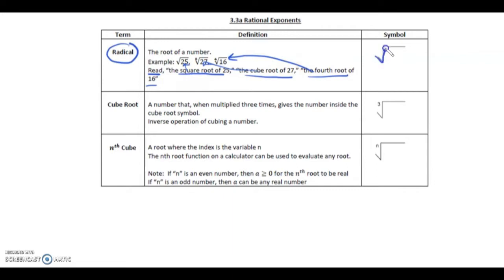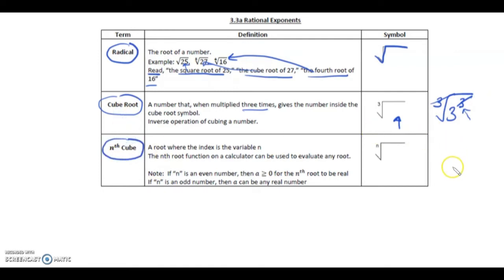Okay, so a radical has this symbol here. Now, specifically a cube root, this is a number that, when multiplied 3 times, gives you whatever number is inside, underneath the cube root symbol. It's the inverse operation of cubing a number. So say, for example, you have 3 cubed, which we saw in the previous lesson. Well, in order to reverse this cubed, we would have to cube root it. I know we've seen this before.